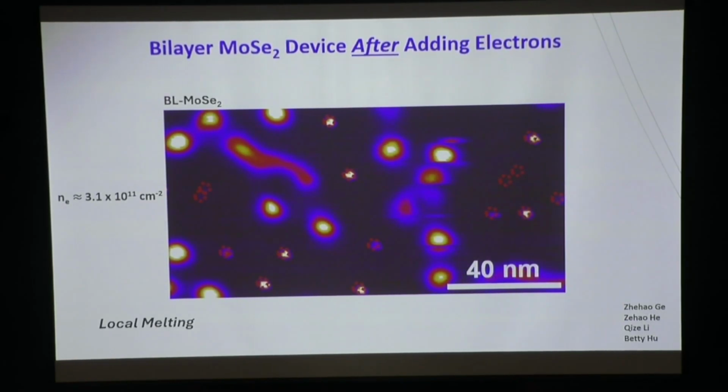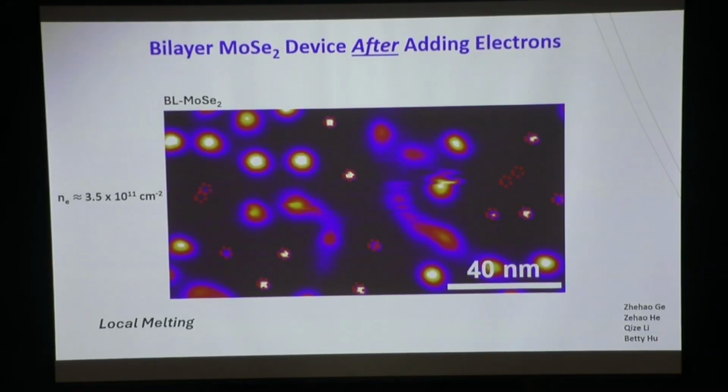Let's increase the density to 3 times 10 to the 11. And now you see some destabilization of the electron solid. We call this local melting. So now let's add more electrons. And what we see is more electrons, but we also see the local melting. Now let's add more electrons.